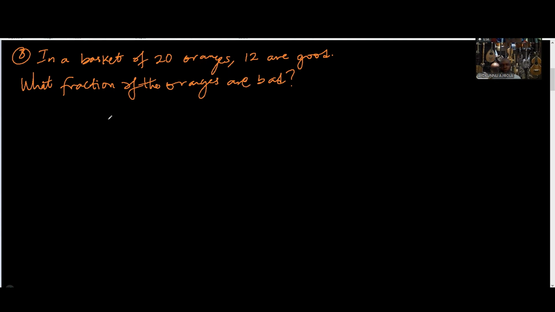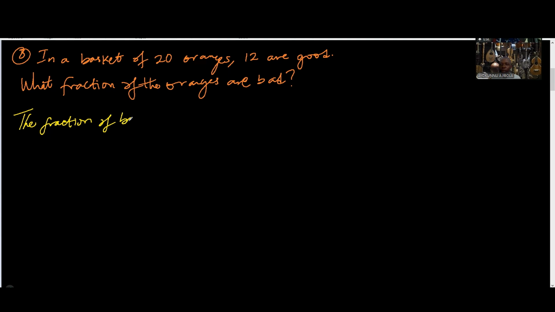Now, in order to do this, I need to know how many of them are bad. So the fraction of the oranges that are bad is going to be number of oranges that are bad over total number of oranges. So the question is, how many oranges are bad? Can you figure that out? How many are bad? 8? 8. Very good.